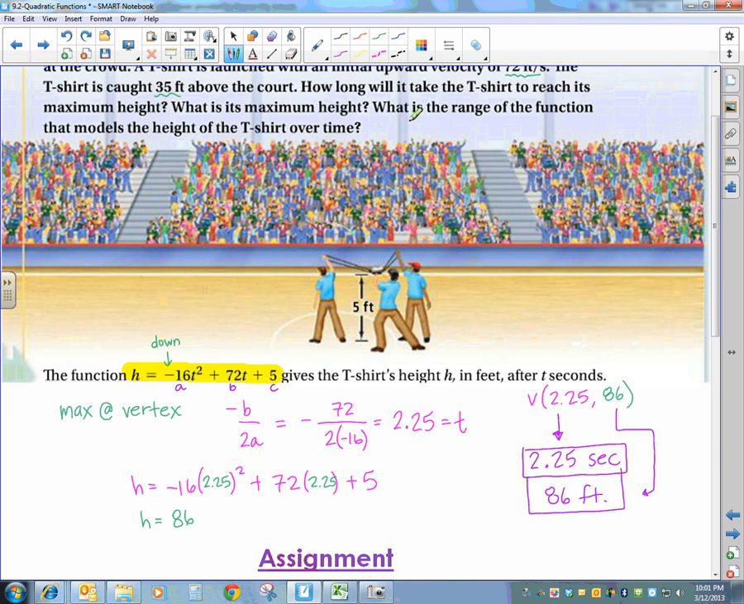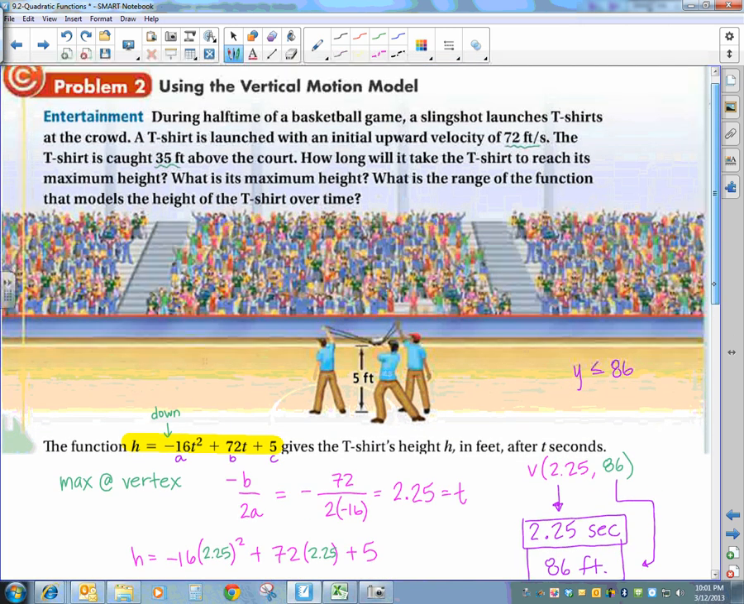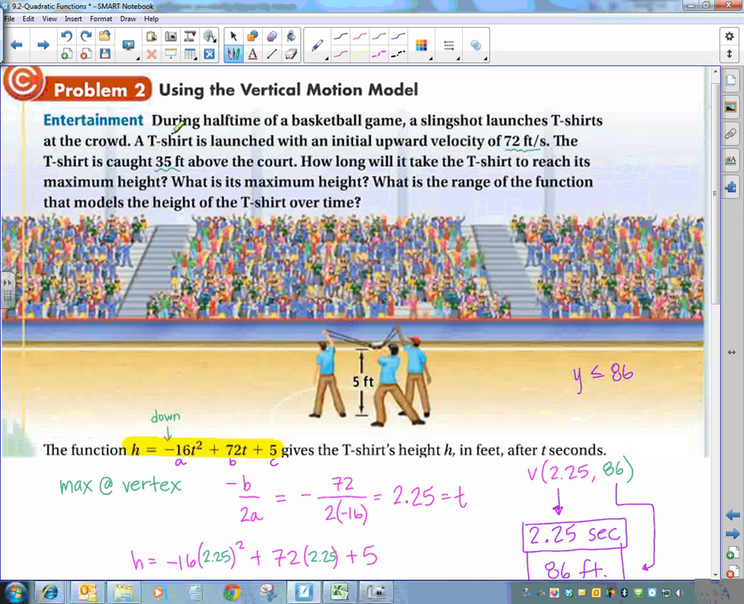Now the last thing they said, what is the range of the function? All right, we know this is the maximum height. I'm going to go write the range up here. So I know that it's less than 86, but I need to go back to read to the problem. It tells you that the t-shirt was caught 35 feet above the court. Okay, so think about that.